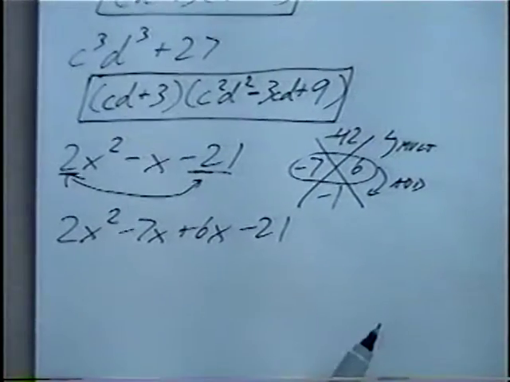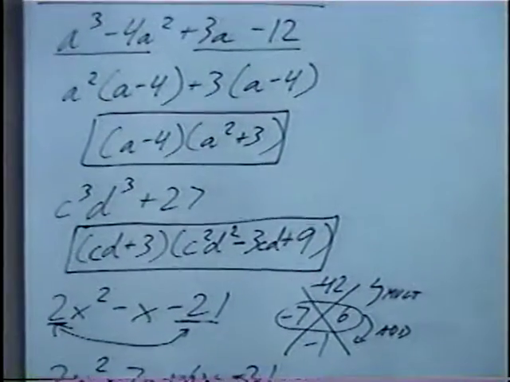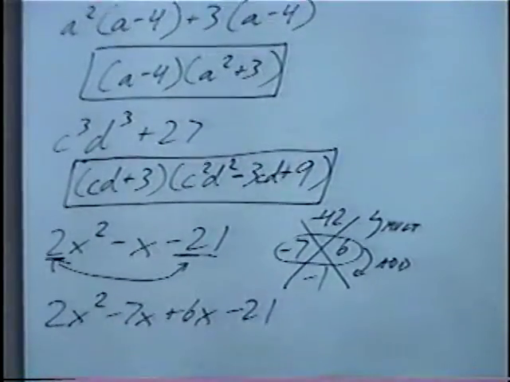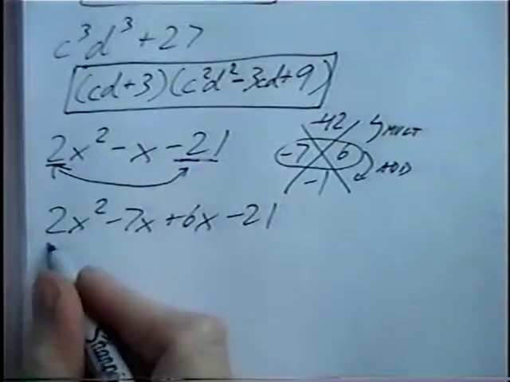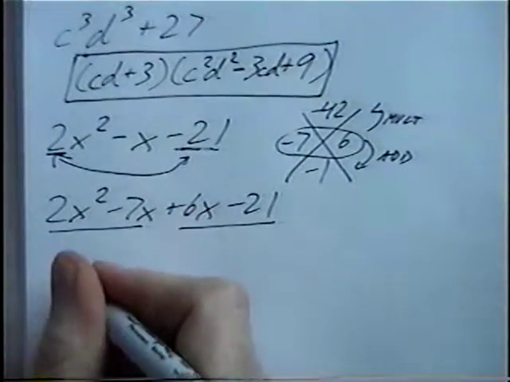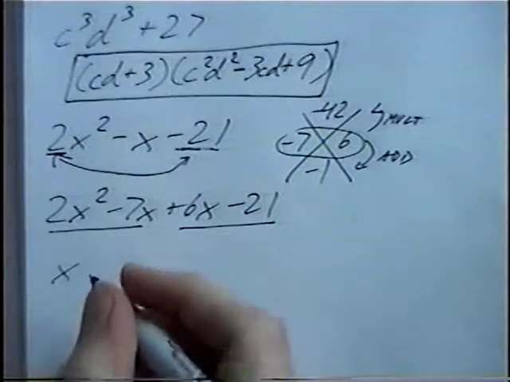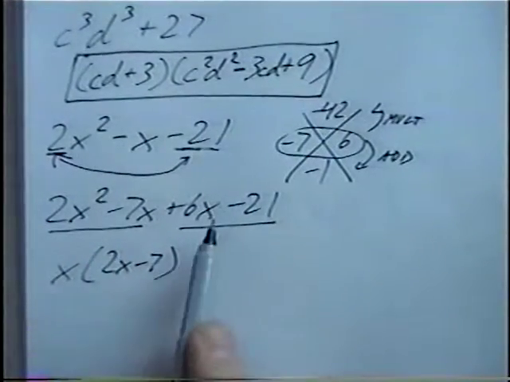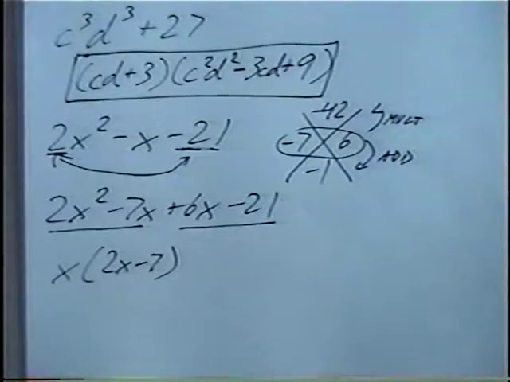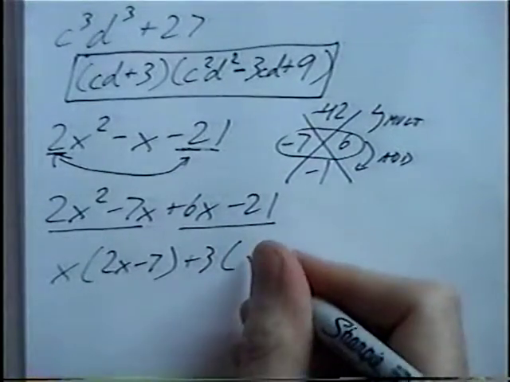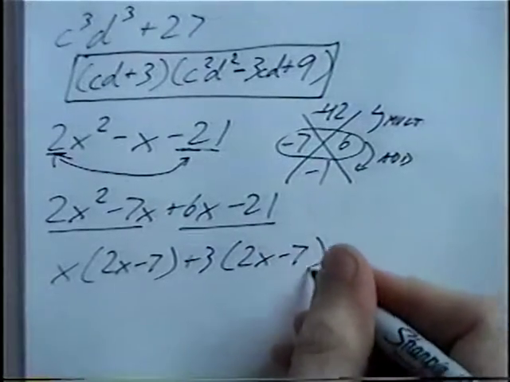It's just like the first question we did in this problem. When you have 4 terms, factor by grouping. Same thing on this one, factor by grouping. First term, you have an x in common. You're left with 2x minus 7. Second term, you have a 3 in common. And you're left with 2x minus 7.